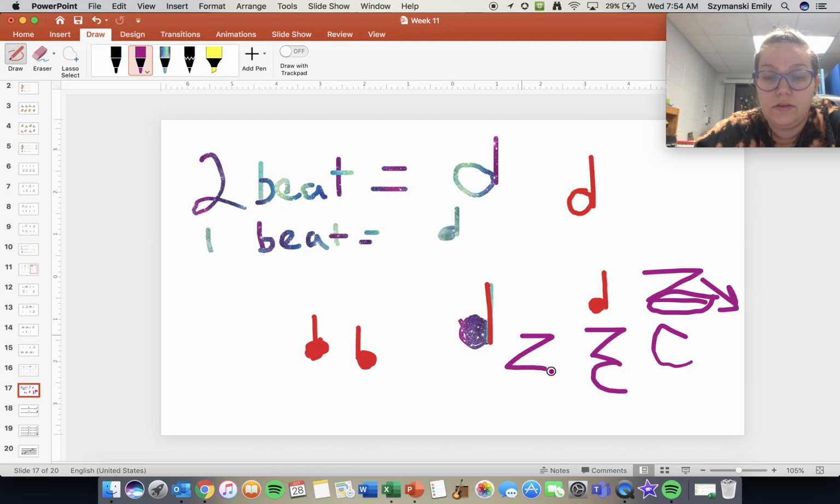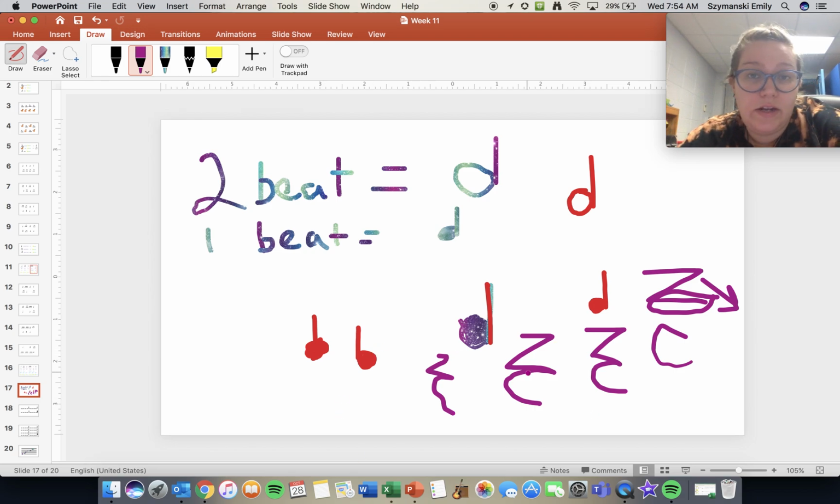Z and then a C. Is it perfect and cute? No. Do you understand what it is? Hope so. It's the only one that looks like a big squiggle. So that's your first clue.